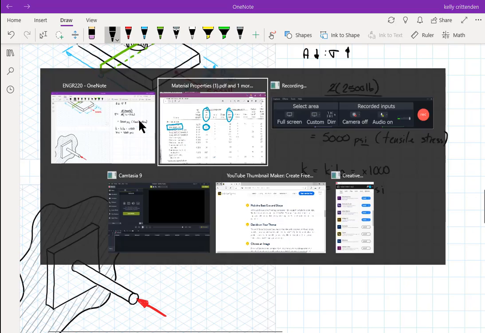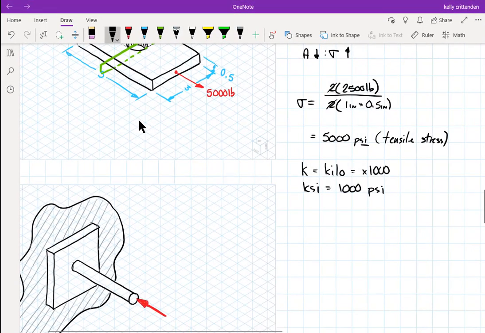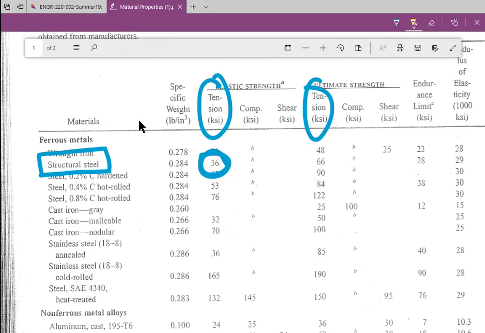So this number in our chart says that the elastic strength of this generic steel is 36,000 PSI. So if I get more than 36,000 PSI for this number, then I have permanently changed the shape of this plate that has a hole in it. And you generally don't want to do that.